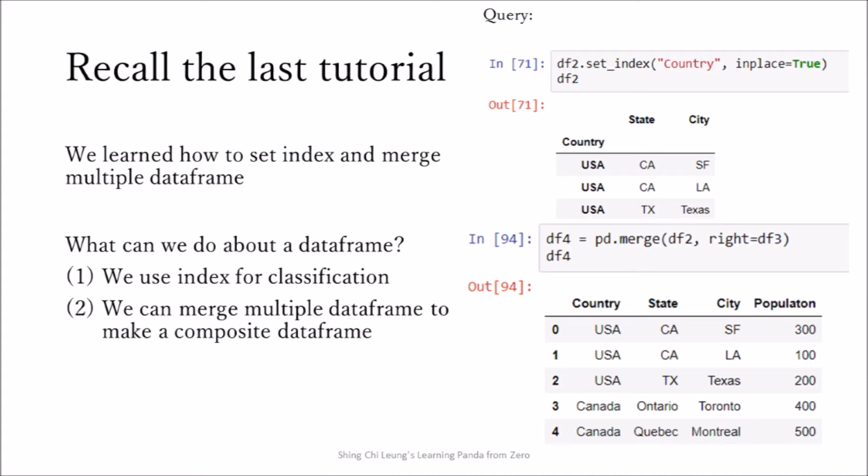Let's recapitulate what we have learned in our last tutorial. We have covered how to set up index and combine multiple data frames into one. We have learned how to use the index as a means for classification. We have shown that by using multiple indices, we can achieve some tree structure to classify entries by its column features. We have also learned the merge method to combine multiple data frames by matching common columns.